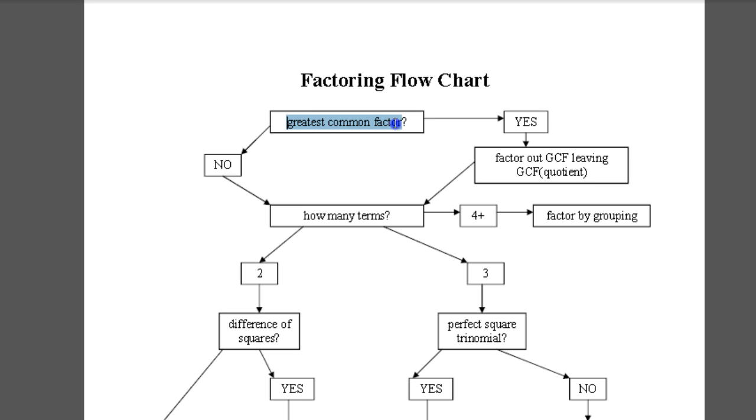Okay, so we've already talked about greatest common factors. And what you always want to do is look for first a greatest common factor. And if you have none, you move on to the next question, which is how many possible terms do we have? Okay, but if you do have a greatest common factor, you follow the yes path and factor it out. So you factor it out, leaving the greatest common factor. Okay, now how many terms?